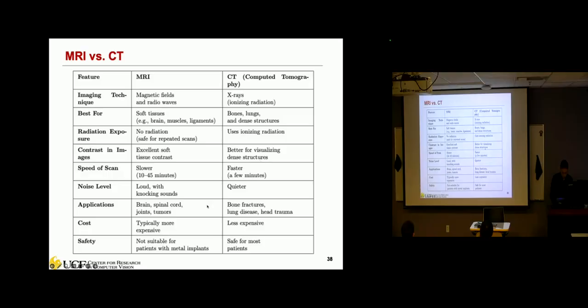We also have the noise level. As we saw in the video, MRI is quite loud compared to a CT scanner. And for the cost, MRI is typically more expensive. We have different components, and we also have liquid helium to cool down the magnet. There are also different safety measures for these different types of machines. I think MRI is more strict because of the strong magnetic field.